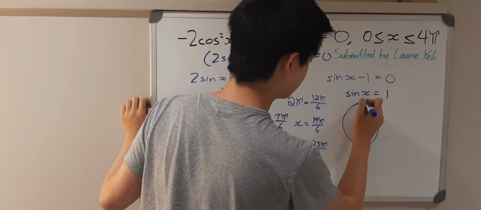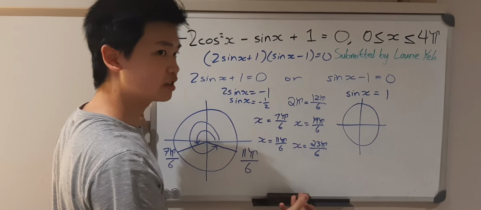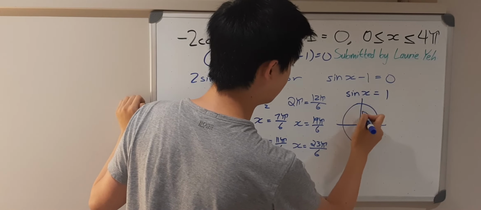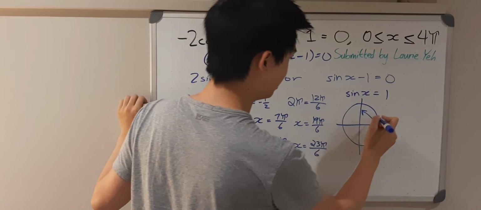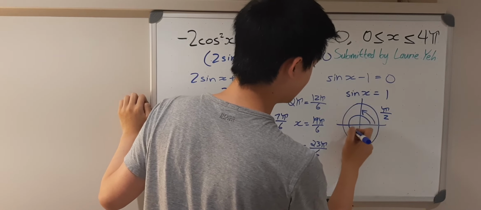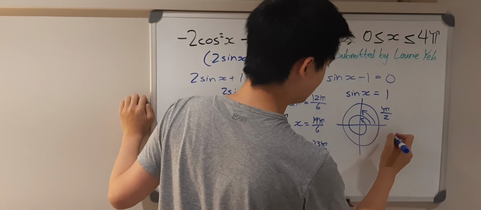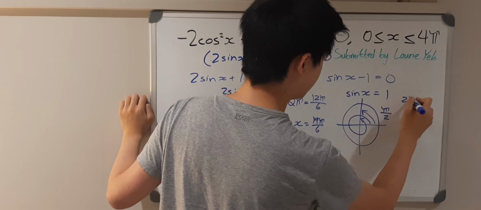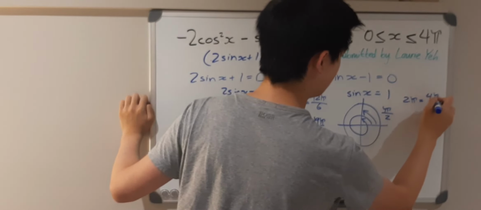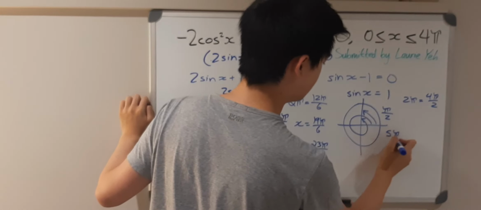Okay, so let's try for sine x equals 1. Let's draw the unit circle again. We know that sine x is the y coordinate. So we have one angle right here, and that angle is pi over 2. Then we can wrap around one more time. We know the period is 2 pi, and that's equal to 4 pi over 2. We're going to add that, and that's going to be 5 pi over 2.